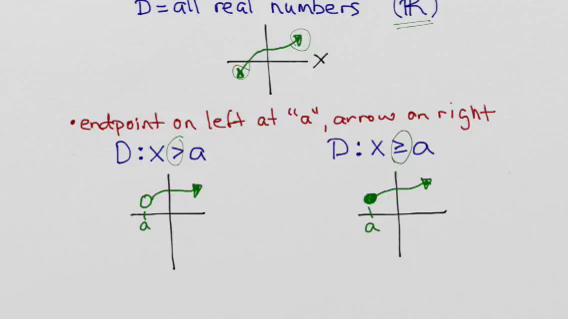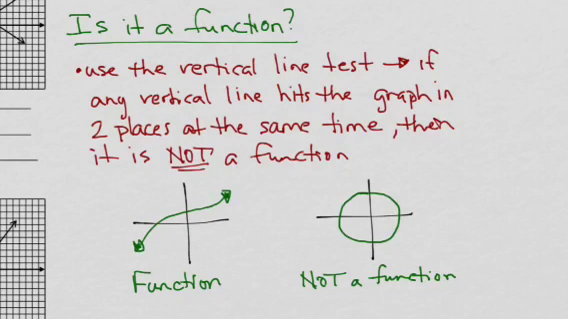All right, one last thing to talk about. We're going to ask ourselves, is it a function? Because some things aren't functions. We'll talk more about this in the next couple of days, next couple of weeks, actually, as we continue with functions. All right, so if it's a function, it means we're going to use the vertical line test.